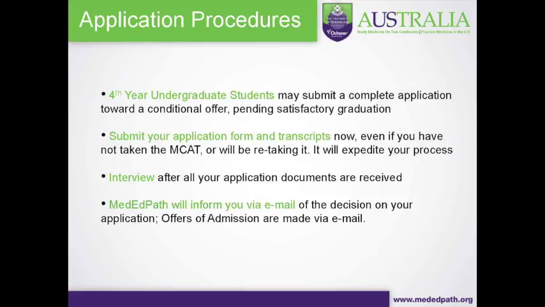If you are currently a senior studying towards a bachelor's, you may apply now towards a conditional offer pending satisfactory graduation. We suggest you submit your application form with all academic transcripts now, even if you have not taken the MCAT or you plan on retaking it. Order all transcripts from degree-granting institutions, transfer credit schools, post-bac courses, and any other enrichment courses. Some schools cannot generate a transcript if coursework is in progress. In these cases, we can accept enrollment verification reports showing that you are enrolled in the school.